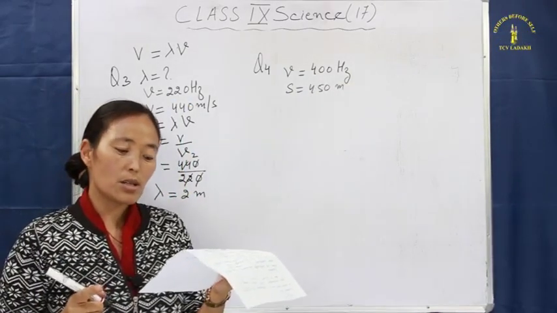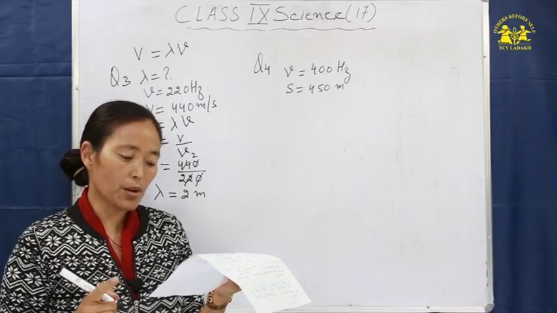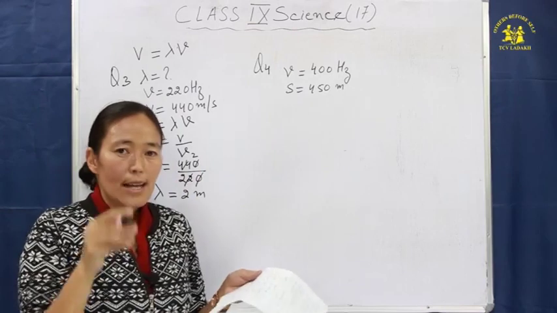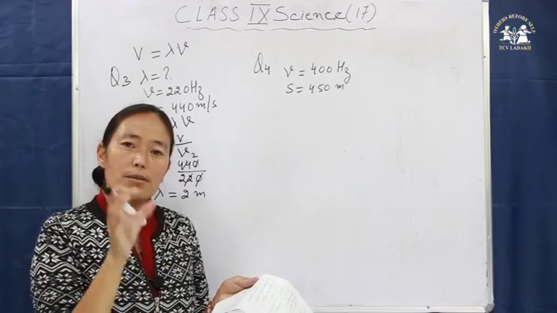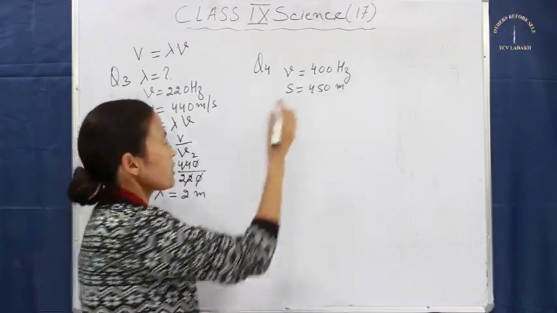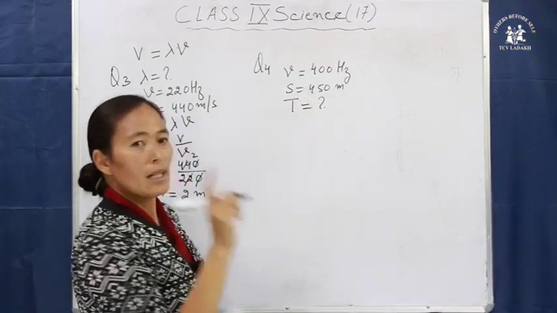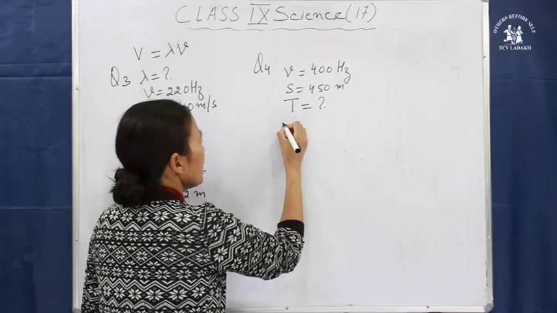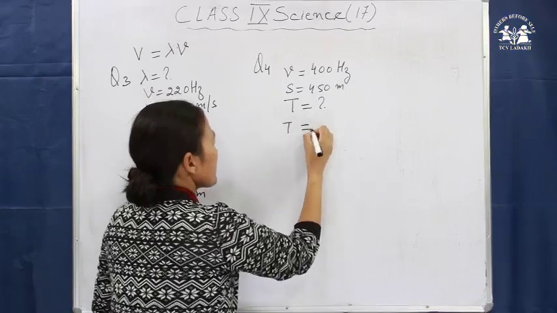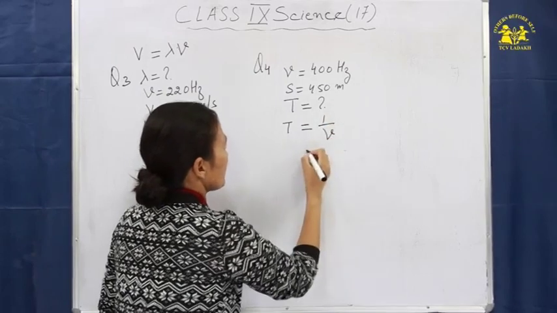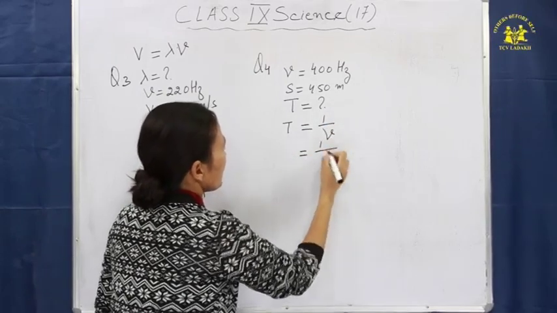What is the time interval between successive compressions from the source? The time interval between successive compressions is the time period. The time period and frequency relation: time period is reciprocal of frequency.